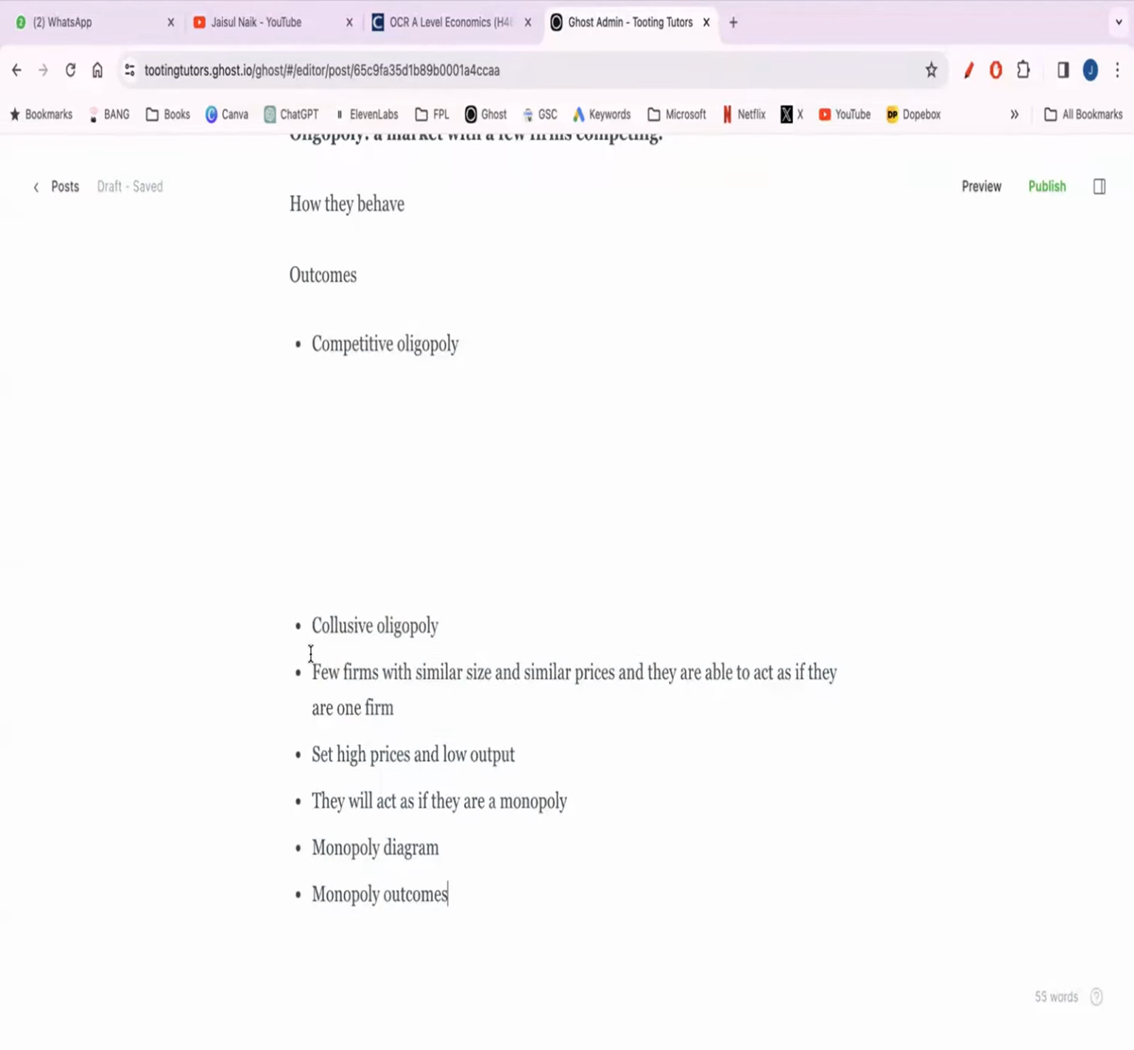And in terms of their behavior, you can say that there can be tacit collusion or overt collusion. So tacit collusion is, wait, 1 second.